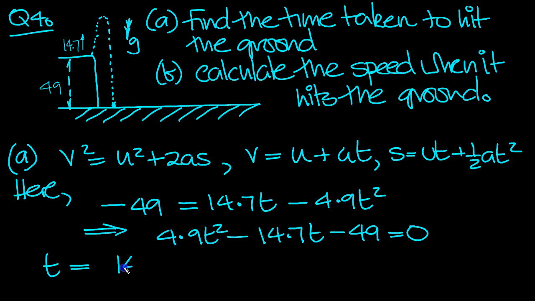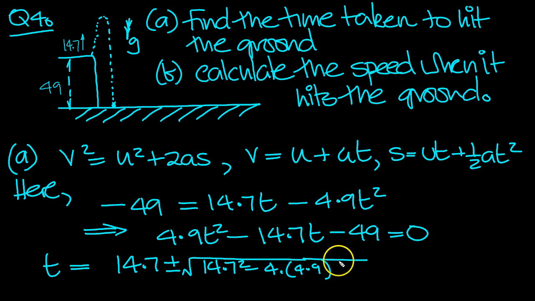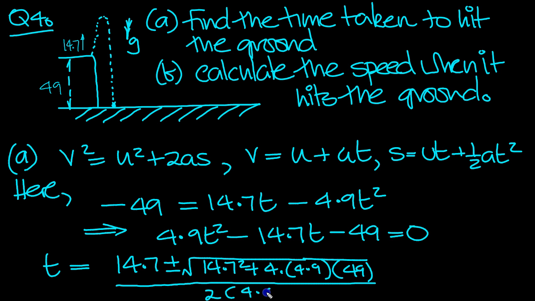Minus b plus or minus the square root of b squared minus 4 times a, 4.9, times the c, which is minus 49, all divided by 2a. So that's 2 lots of the 4.9. So let's type that in the calculator then.